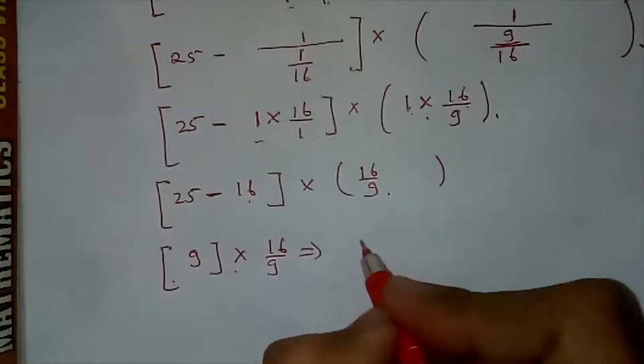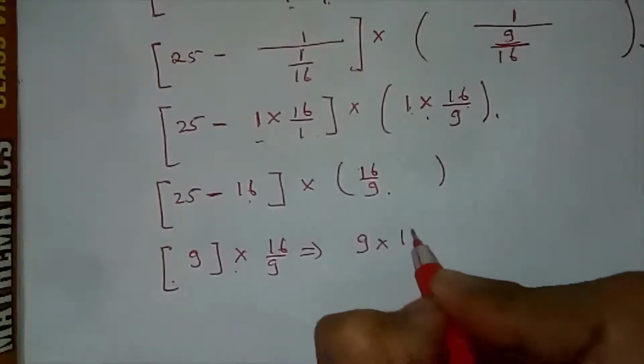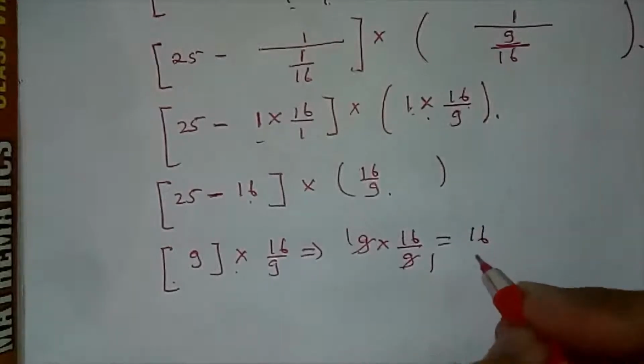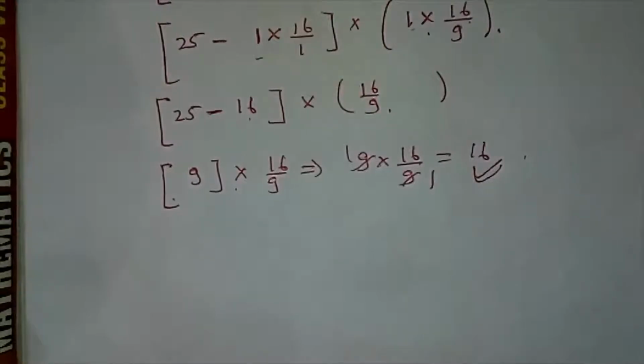So it's totally solved. We will open up the bracket. 9 ones are 9, 9 ones are 9. The answer is 16. Done. Let's move to the next question.